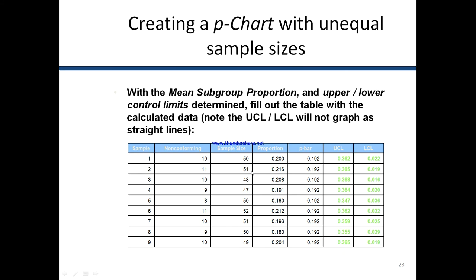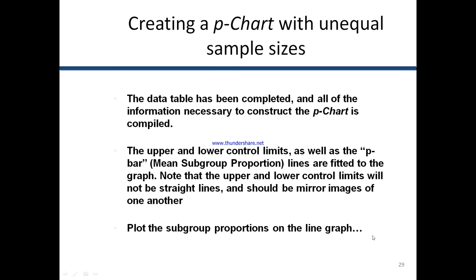So when you are calculating the upper control limit and the lower control limit for the second sample, that sample size is 51, so you have to substitute 51 there. So you will get a different upper control limit and a different value for the lower control limit. So when you have unequal sample sizes, you can see the P bar value, the central line, is not changing, but the upper control limit and the lower control limit values are changing, right?